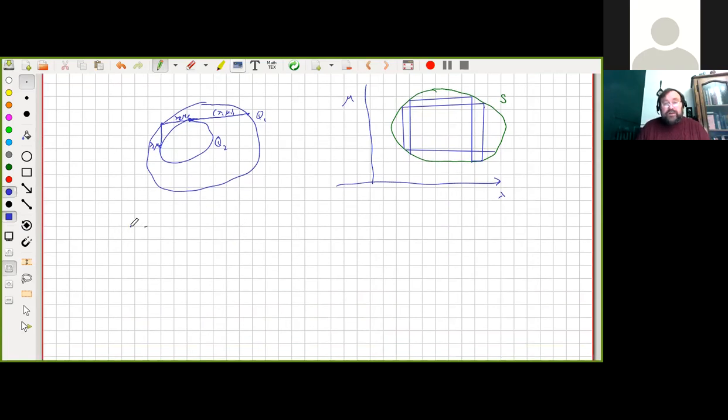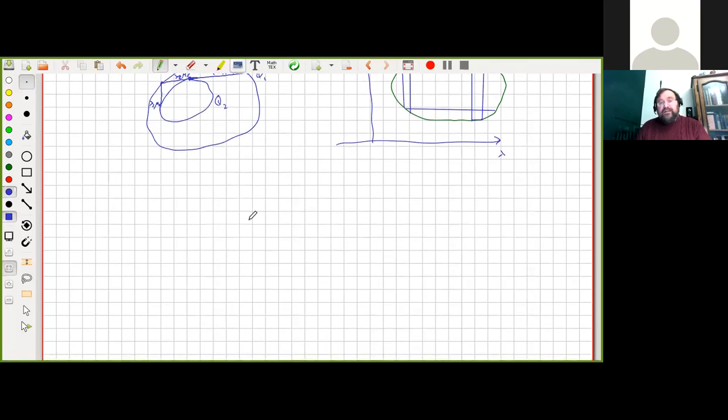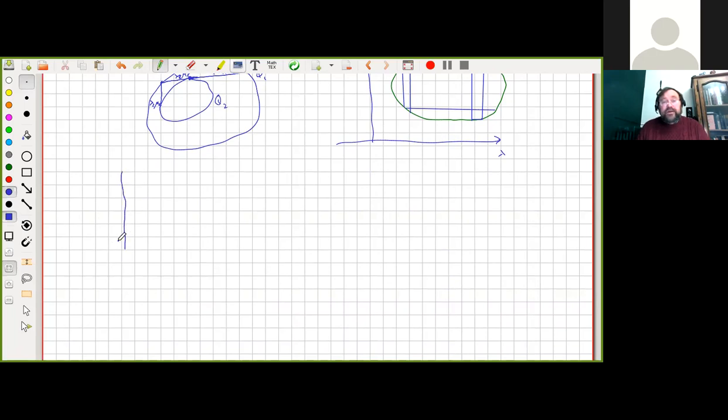Now, what is the relation to Poncelet? We really want to figure out why the Poncelet theorem is true. This sequence is either periodic for any initial value of lambda, mu, or not periodic for any initial value. So how to see it from this picture? For that, a little bit more advanced calculus is necessary. So what you do is take the observation.